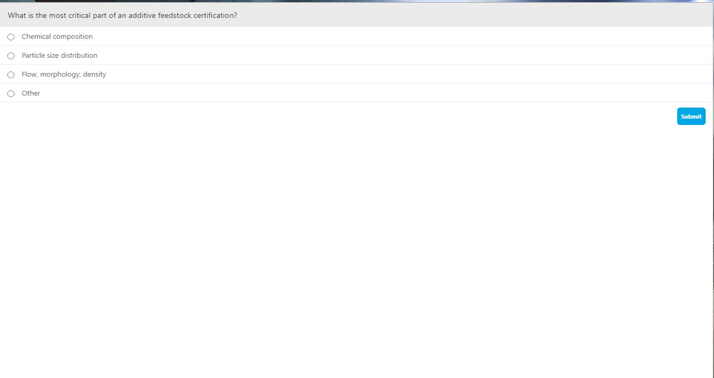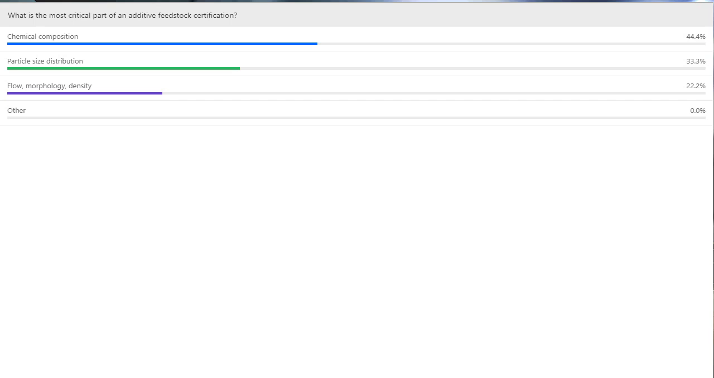So let's take a look. Wow, it's pretty evenly distributed. The top two are chemical composition and particle size distribution, then you've got 25% morphology, and nobody selected other. So, Friedrich, is this what you typically would see, or what's your opinion on this?